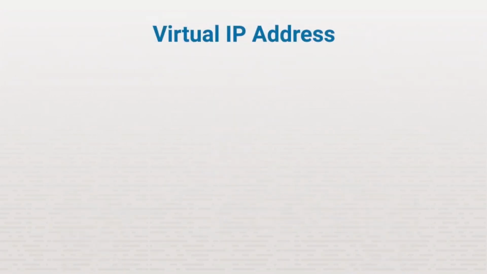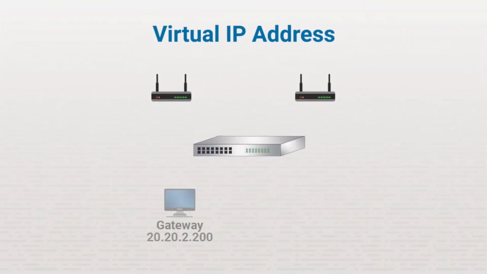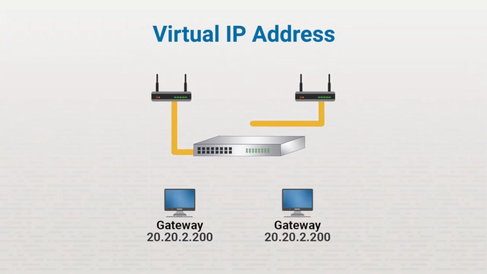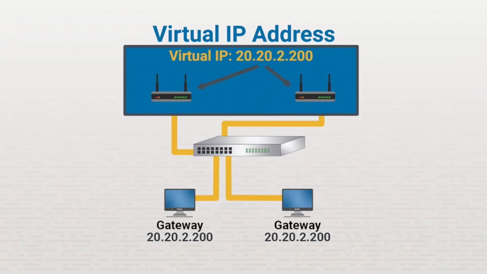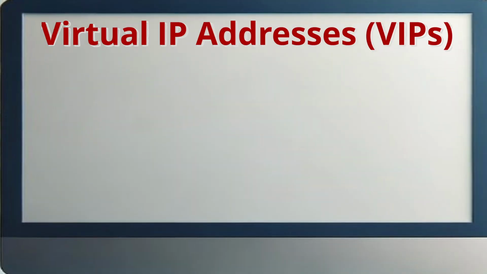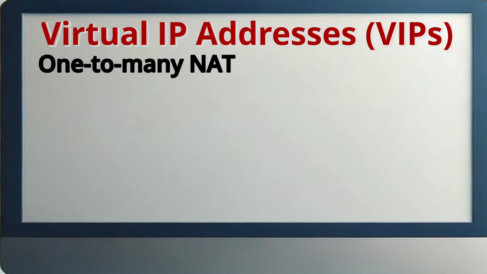Now let's switch gears a bit and look a little closer at virtual IP addresses. First, it's important to know that VIPs don't have to be connected to a single device like we saw in our earlier example. This means that multiple devices can share them. In most cases, though, only one virtual IP address is active at any given time. VIPs are usually seen with one-to-many network address translation, or one-to-many NAT.